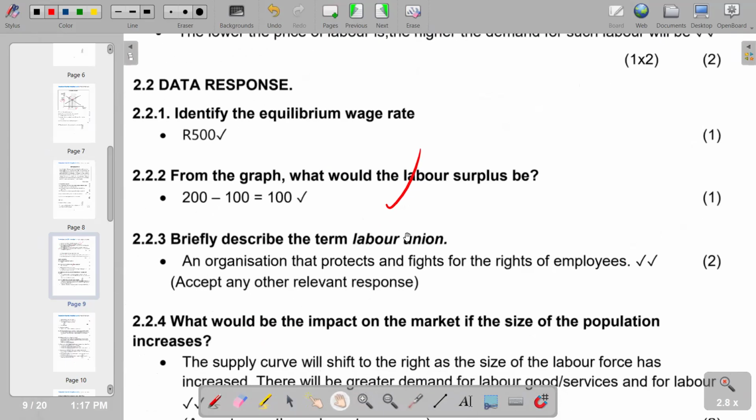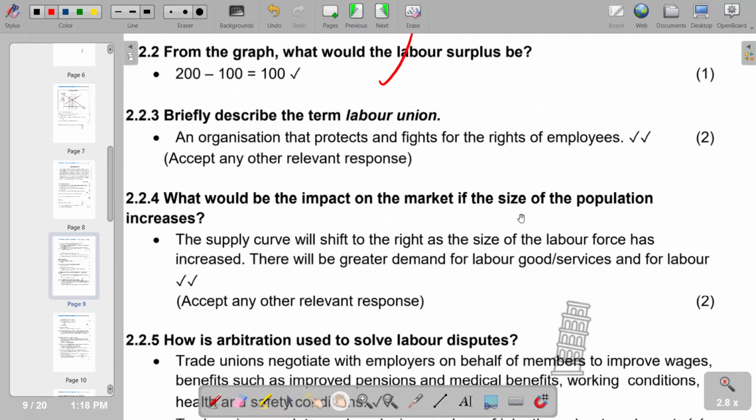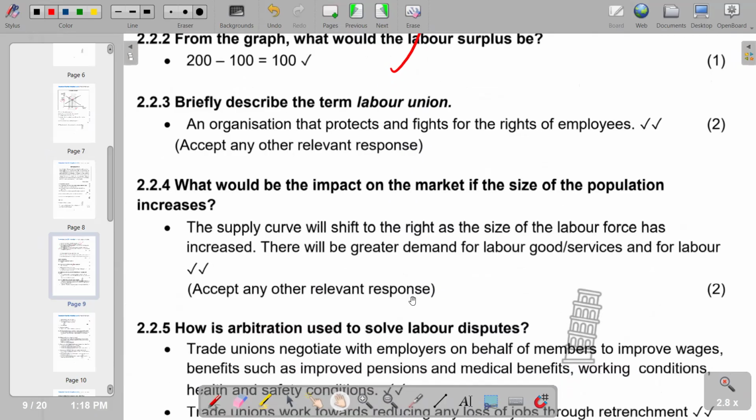The question reads, briefly describe the term labor union, which is an organization that protects and fights for the rights of employees. Then we go to 2.2.4. What will be the impact on the market if the size of the population increases? If the size of the population increases, the supply curve will shift to the right as the size of the labor force is increased. There will be greater demand for goods or services and for labor. So that's the scenario if the size of the population increases.